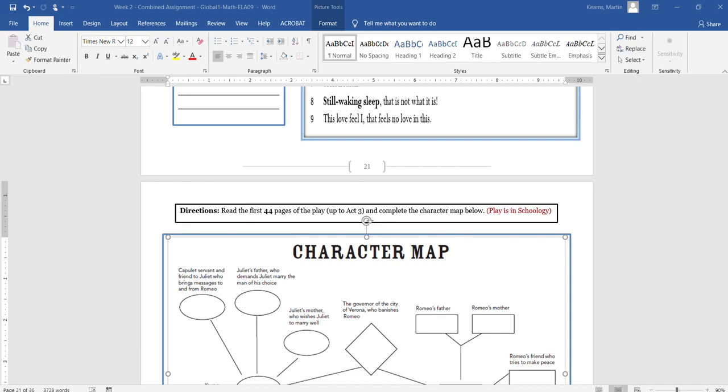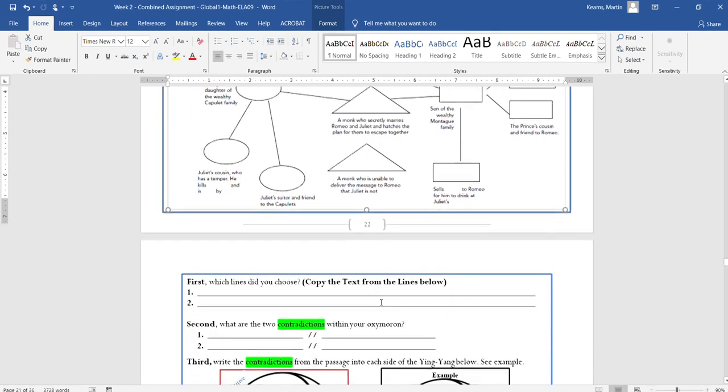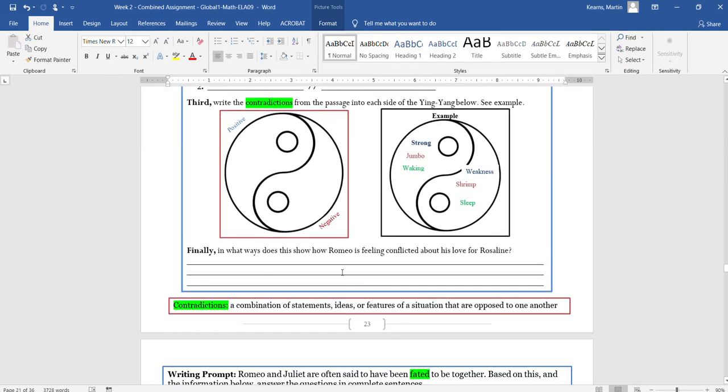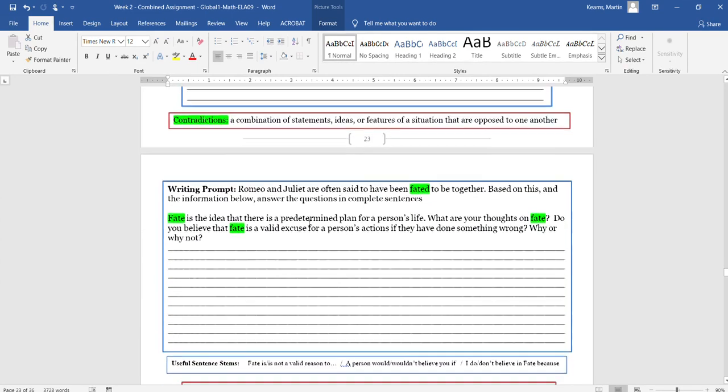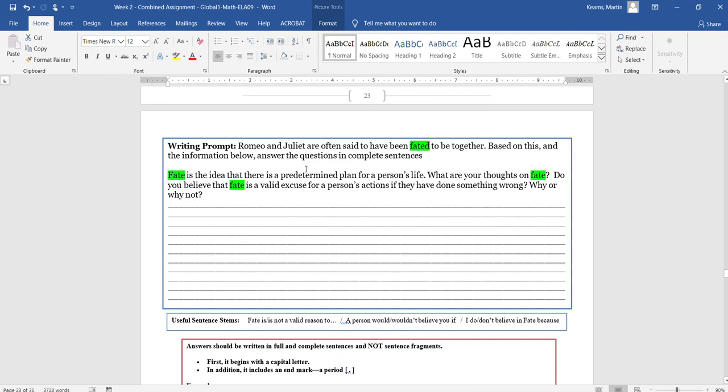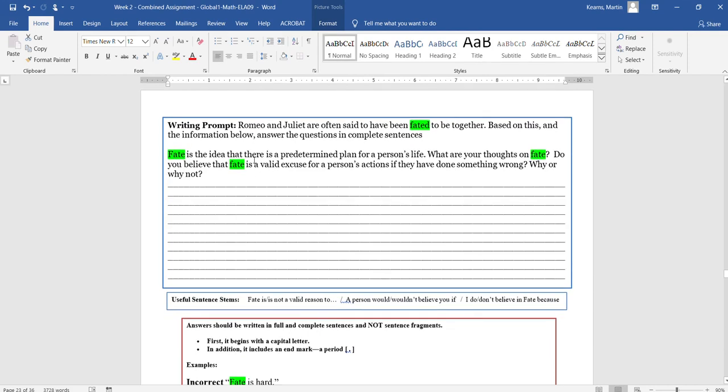All right, guys. So you're going to fill in the character map based on those characters. You're going to fill in the yin-yang based on the excerpt from the play from earlier. And then the writing prompt. Romeo and Juliet are often said to have been fated to be together. Based on this and the information below, answer the questions in complete sentences.